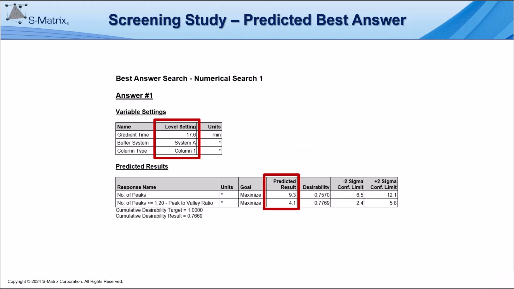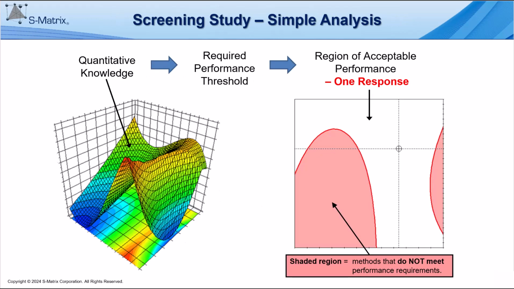The best overall answer is then presented in a report which includes the method settings and the associated predictions for all responses included in the search. The models and associated search results can then be visualized graphically. The 2D graph on the right side of this slide shows a nice feature which lets the user accept or adjust the defined minimum performance threshold for each response and add an associated color.